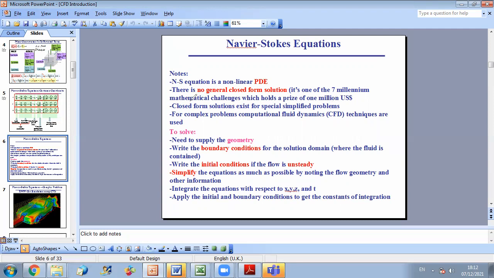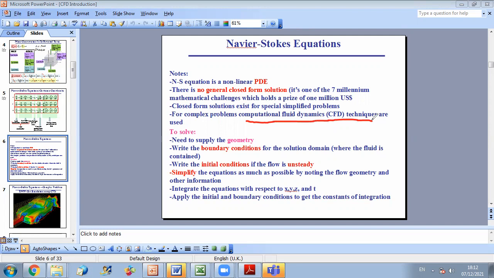Okay, closed form solutions exist for special simplified problems, such as flow in circular ducts, laminar flows of course, flow between parallel plates, flow in annulus. So all of these simple cases were analytically solved, but for more complex problems, as we'll see now in the next slides, computational fluid dynamics techniques are used, and also experiments are used, but CFD is more used because, you know, of the complexity of experimentation and the cost it requires.